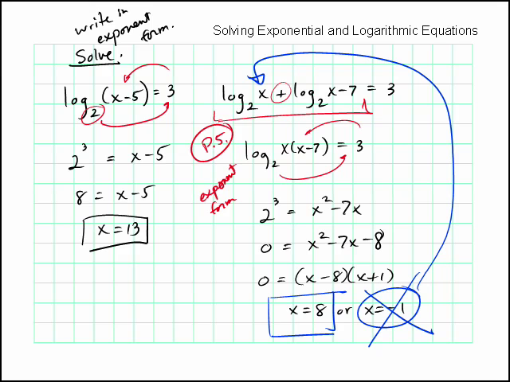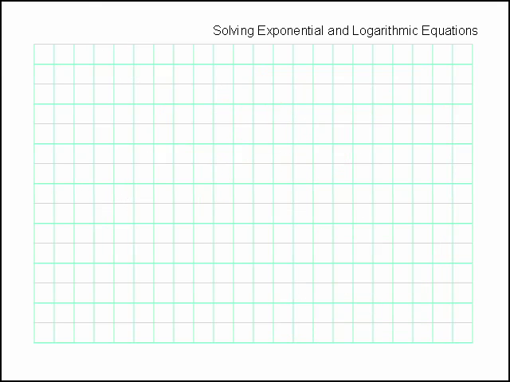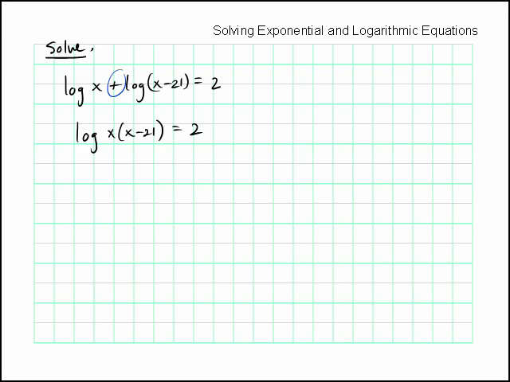Let's do another example similar to that. Solve log x plus log x minus 21 equals 2. I need to combine the two logs into a single log first. So the addition here becomes multiplication. This is the log of x times x minus 21 equals 2. I've written it as a single log.